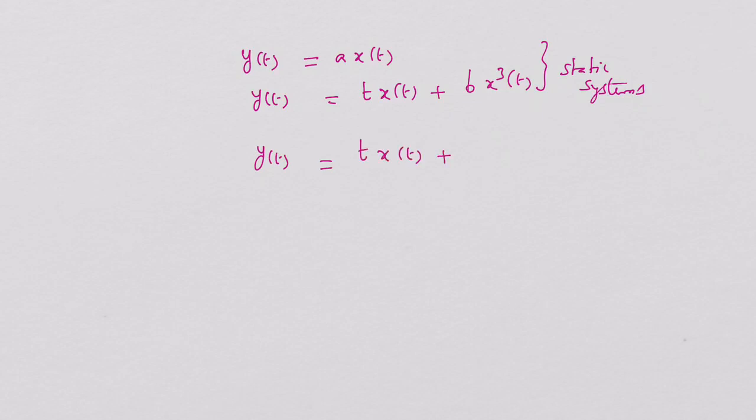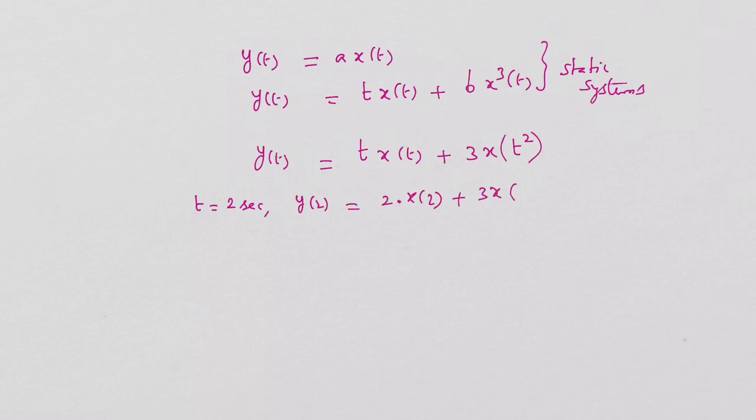There are some other systems where the output is equal to t into x of t, but the next component is actually 3 times x of t squared. So when t is equal to 1, it requires x of 1. When t is equal to 2, x of 4 is required. For example, at t equal to 2 seconds, y of 2 is equal to 2 into x of 2 plus 3 into x of 4. Agreed? So y of 2 depends on x of 4. As far as y of 2 is concerned, this is called future input.